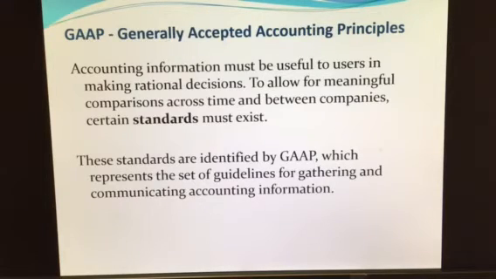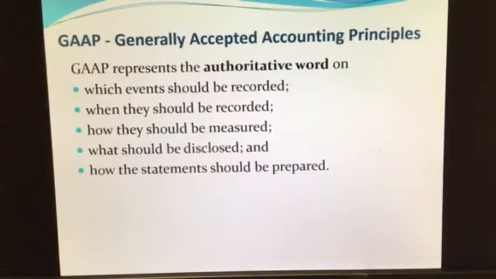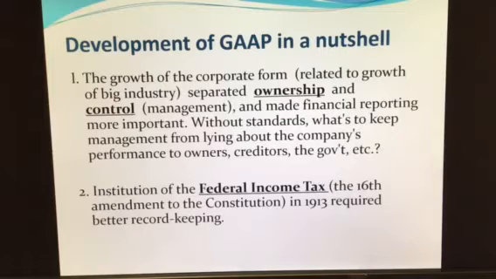All companies that are publicly traded, that is, whose stock is traded on national markets, are required to conform to GAAP. GAAP represents the authoritative word on which events should be recorded, when they should be recorded, how they should be measured, what should be disclosed, that is, what information should be provided in addition to the standard financial statements, and how the statements themselves should be prepared, actually what they are and the format of them. GAAP has developed over a long period of time.